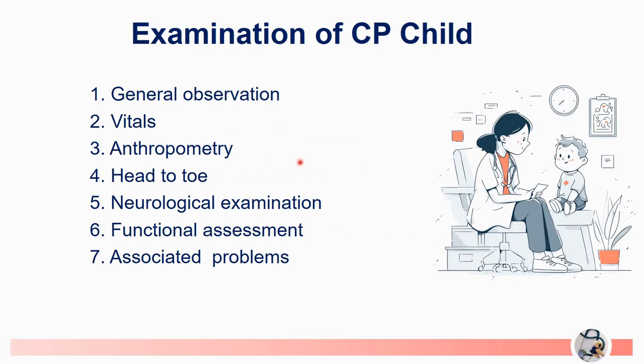Now the examination part. This is the main structure. Number 1, you do the general observation. Number 2, you do the vitals. Number 3, take the anthropometry, which is all different. You should be taking differently from the other normal children. Then do your head to toe examination, where you have to notice all the deformities. Then number 5 is the neurological examination. This one is the main and very broad examination part. Then you assess the functional. So functional assessment should be done. Lastly, you should be seeing the associated problems. So remember these 7 points as a structure for your cerebral palsy examination.